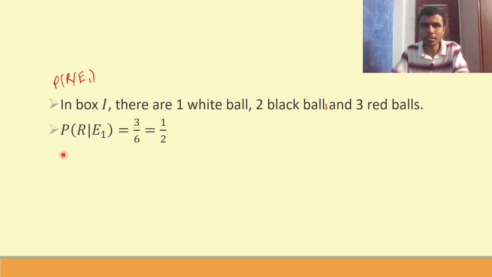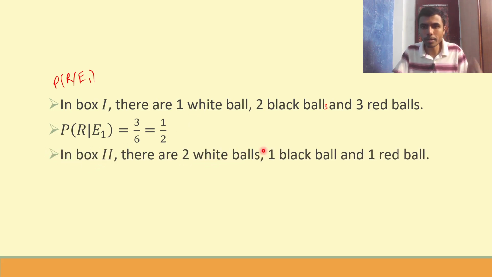In the same fashion, in box 2 there are two white balls, one black ball and one red ball. Again, first I must select box 2. Selecting box 2 means event E2 must occur. I must get box 2, and from that I will take out a red ball. So P of R by E2 is nothing but 1 by 4. One red ball, total number of balls are 2 plus 1 plus 1, 4.